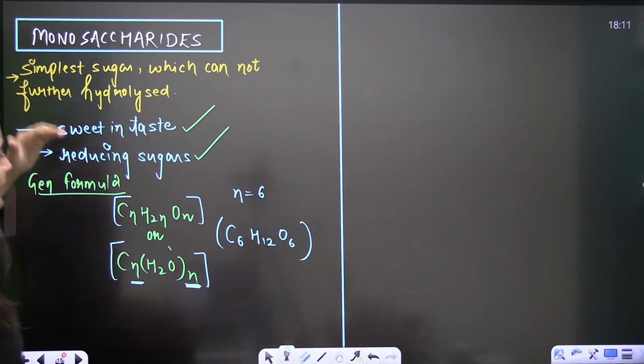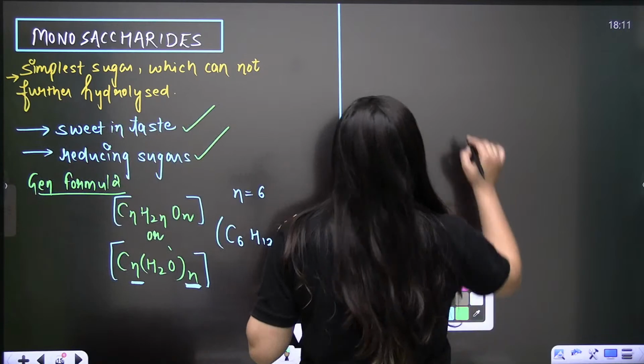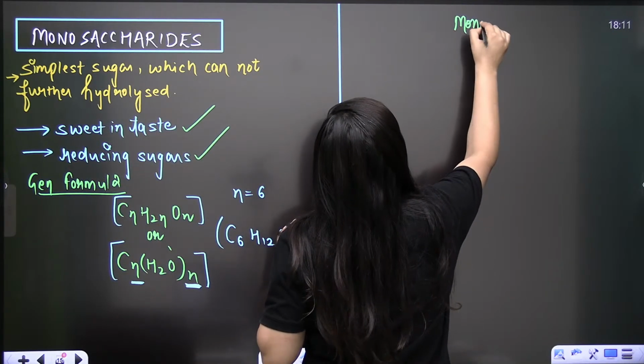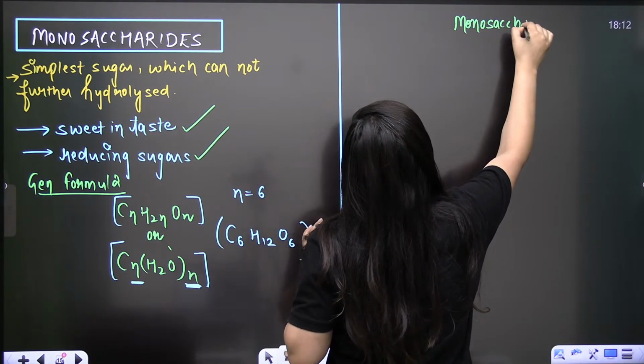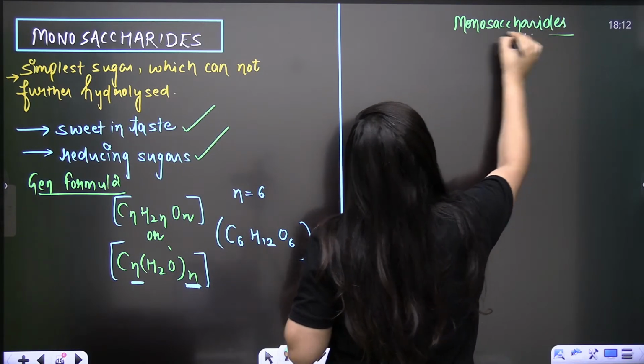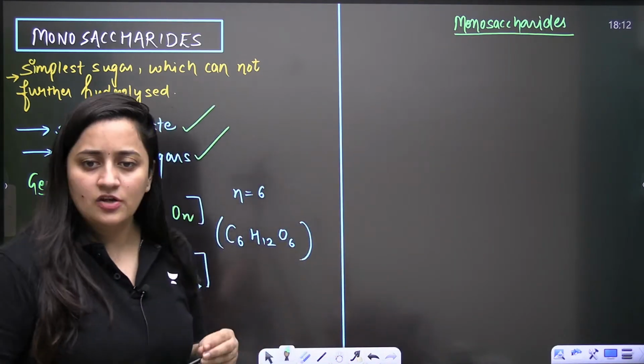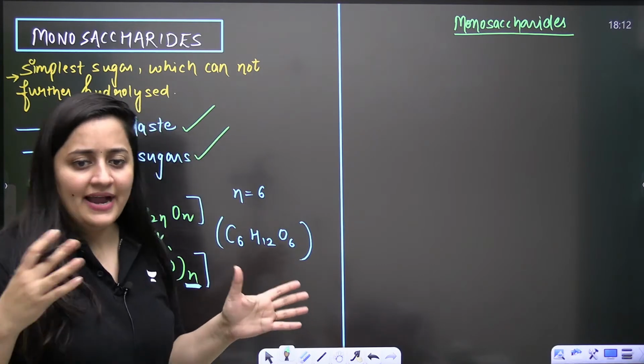So now, in these monosaccharides, we need to discuss it in two ways. I told you that there will be the aldehyde group and there will be the ketone. There will be aldehyde and ketone.